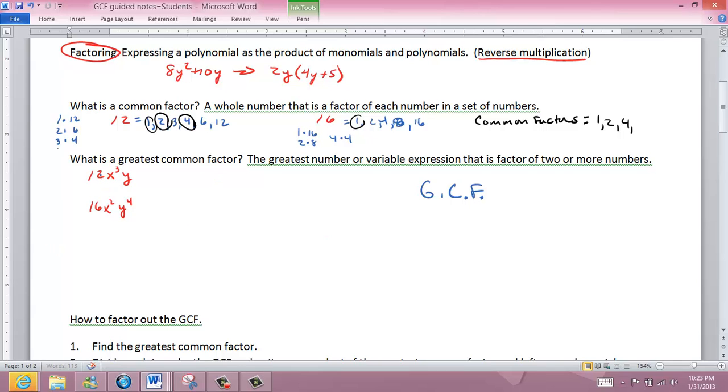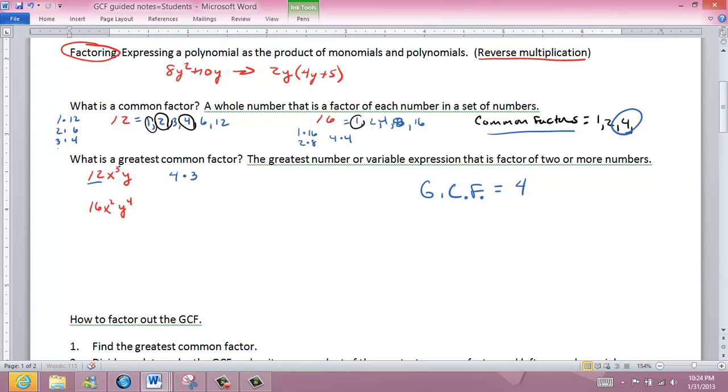For the coefficients 12 and 16, we already found the common factors above. The greatest common factor between 12 and 16 is the largest common factor. In the list of common factors you have 1, 2, and 4. Which one is the largest? 4. So the greatest common factor between 12x to the third y and 16x squared y to the fourth is going to start out with 4. Now, if that's the greatest common factor, what I want to do is break 12 up into 4 times 3.